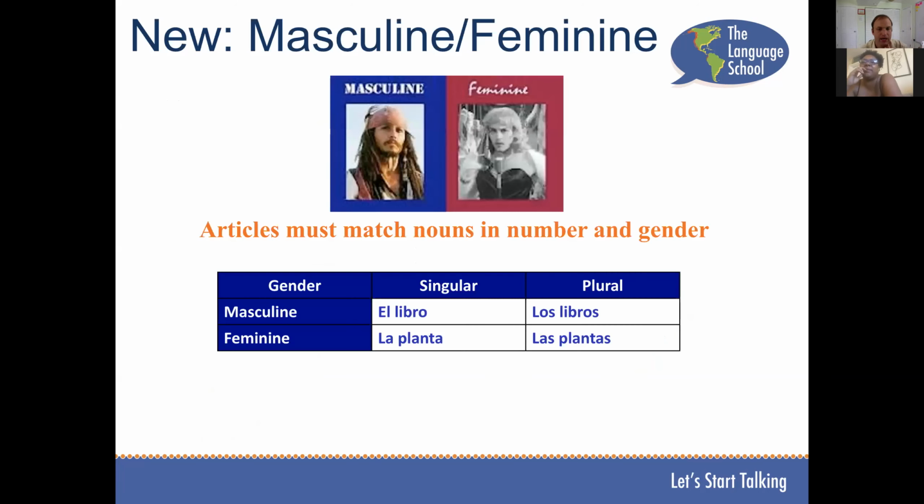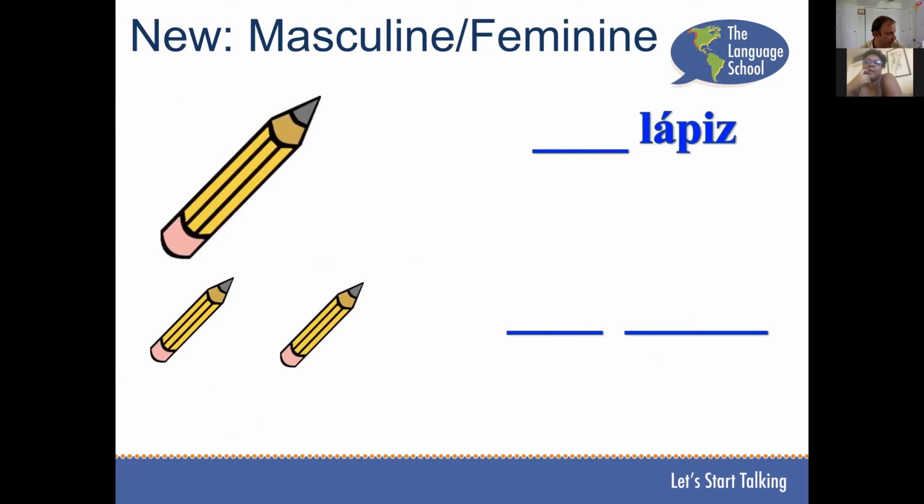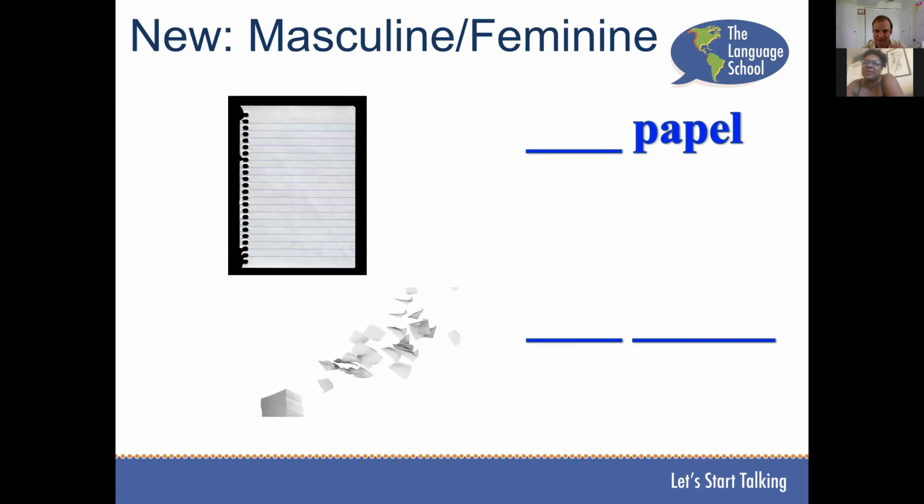Muy bien. All right. Articles must match nouns in number and gender, okay? El libro, los libros, la planta, las plantas. Same exact rules to these things, okay? Okay. So vamos a practicar. Oh my gosh. El lápiz. Los lápices. Muy bien. Okay.